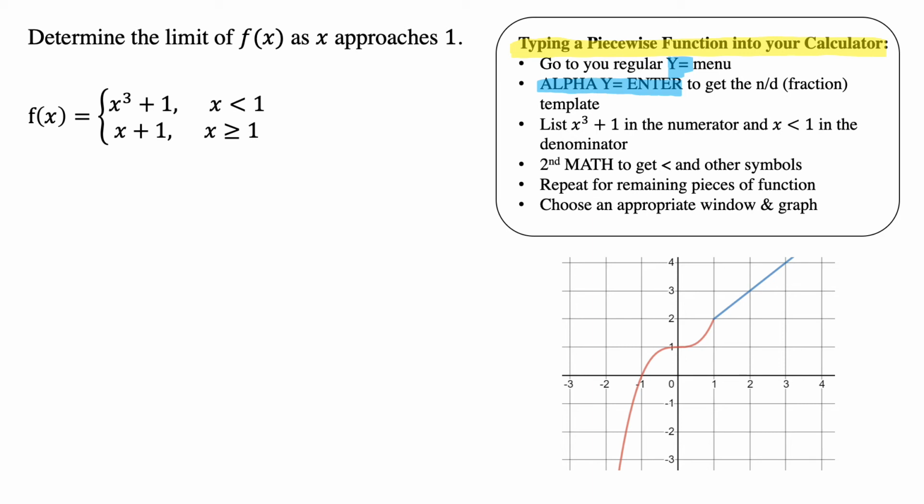You're going to go ahead and type the first piece of your function, x cubed plus 1, in the numerator of that fraction, and then you're going to type the parameter, that x minus 1, into the denominator of that fraction template that has showed up in y1. In order to get that less than symbol or any other symbols like that, you can click on second math, and that should give you a menu of symbols.